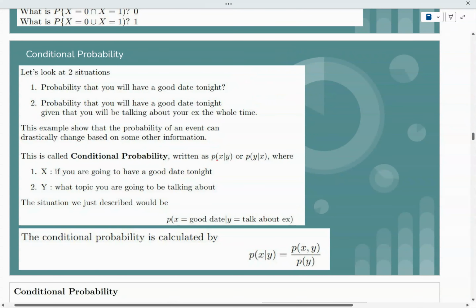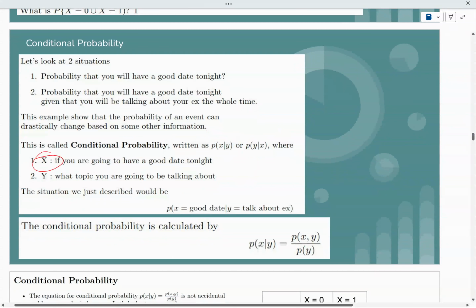It is written as probability of x given, this symbol is "given", y, or probability of y given x. In this case, x is whether you have a good date or not, and y is the topic you talk about. So probability of x given the topic you talk about. The situation we're describing is the probability of x, you having a good date, given you're talking about your x. The conditional probability is calculated as follows.